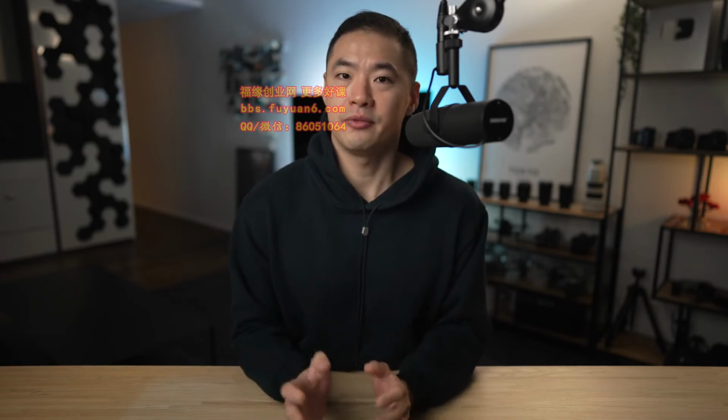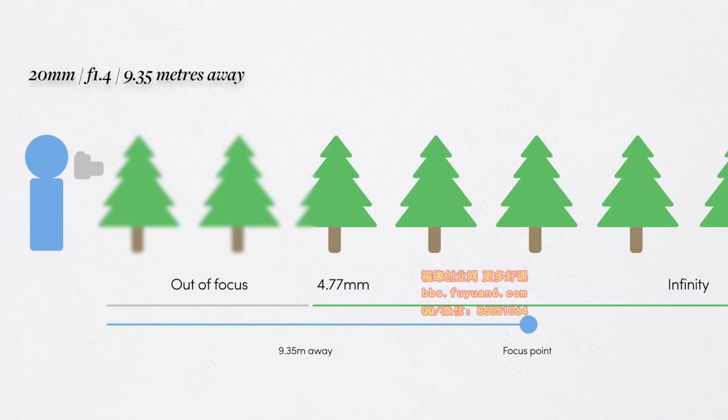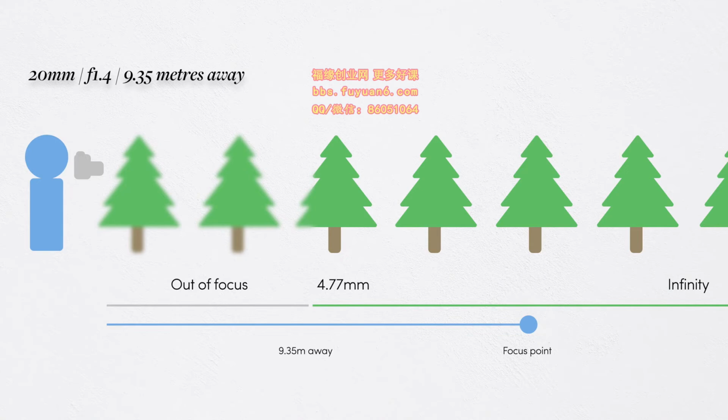Now, what happens if we change some variables here? Let's say we still use our 20 millimeter lens, but this time we want to shoot at f1.4. What is the hyperfocal distance for this particular setup? Well, unlike our 1.67 meter result for using f8, if we were to shoot it at f1.4 instead, our hyperfocal distance would actually be 9.35 meters. If you wanted everything behind your subject to be in focus with this setting, you would have to focus at least 9.35 meters away.